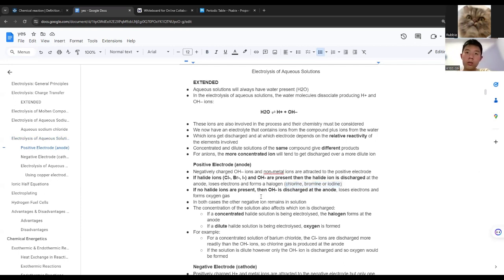If no halide ions are present, that means hydroxide is discharged at the anode, loses electrons and forms oxygen gas. In both cases the other ion remains in the solution. The concentration of the solution also affects which ion is discharged. If a concentrated halide solution is being electrolyzed, the halogen forms at the anode. But if it's a dilute halide solution, that means oxygen is being formed.